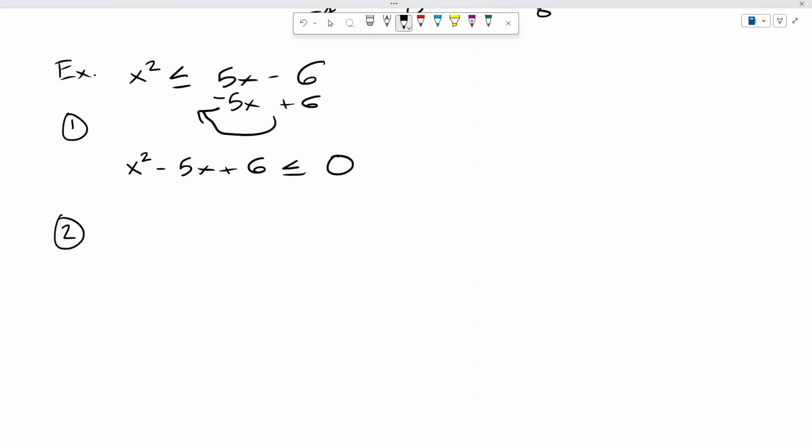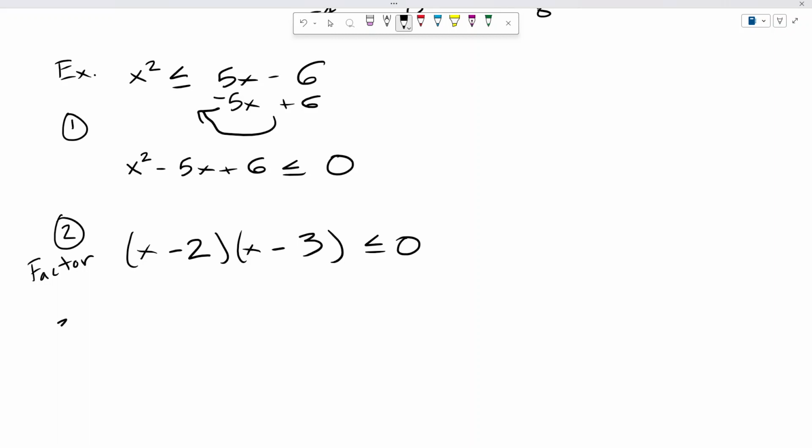And then the second step is just going to be get it factored. So we'll need factors of 6 that add to negative 5. So we're going to have to do a double negative. So let's do 3 and 2. That should work for us. So x minus 2 times x minus 3 less than or equal to 0.